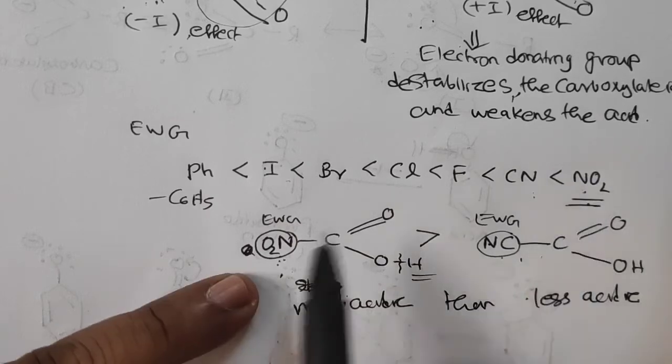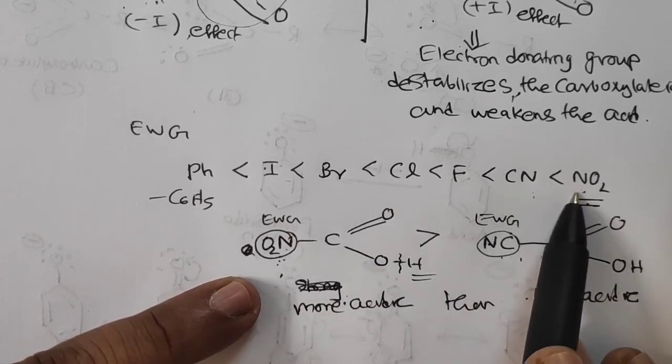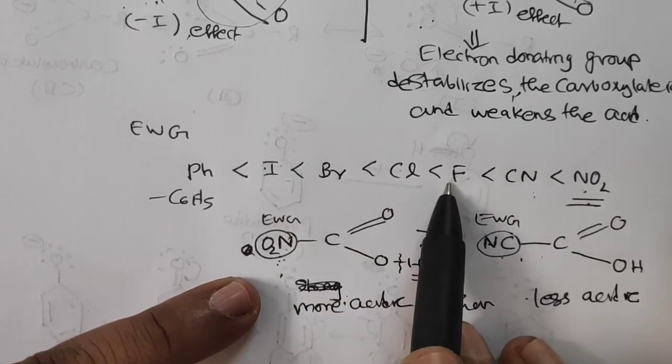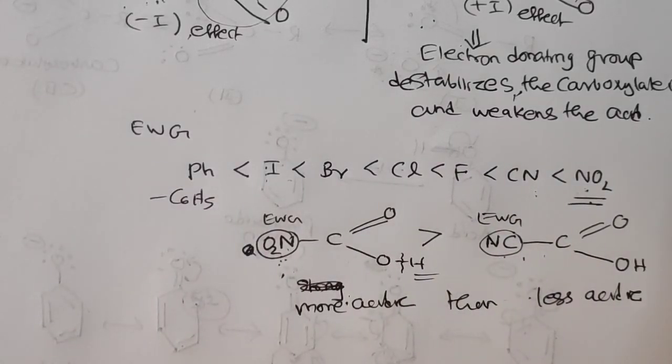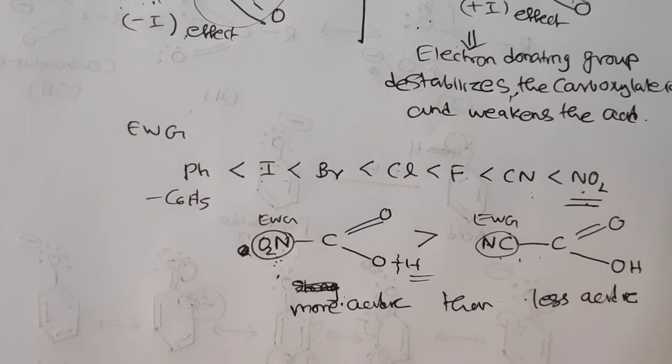So when an NO2 group is attached to the carboxylic group, it will be more acidic compared to CN, then F, then Cl, Br, and phenyl will come at the end. Understood? So this is the increasing order given. Okay, so I think this part is clear.